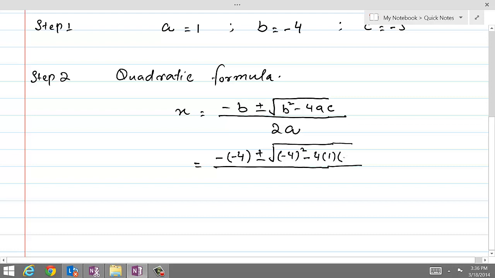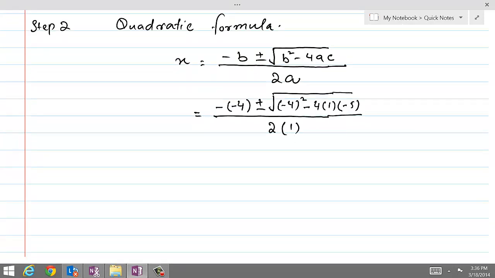4ac, and c is minus 5. I'm using brackets again to make sure that the value of c is written correctly, over 2a. So 2 times a is 1. So this is what we have by substituting the values of a, b, c in the formula. So now let's solve it.